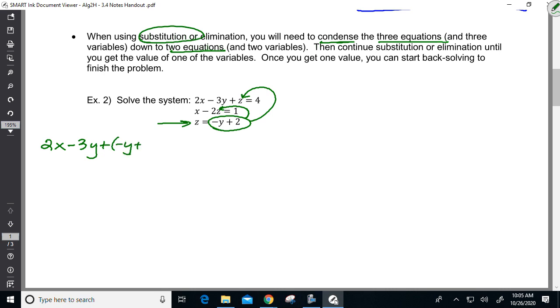Negative y plus 2 is 4, and x minus 2 times negative y plus 2 is 1. So of course you have a little bit of simplifying you need to do. First equation, you have 2x, negative 3, negative 1, negative 4, negative 4y, 2 plus 2 equals 4.